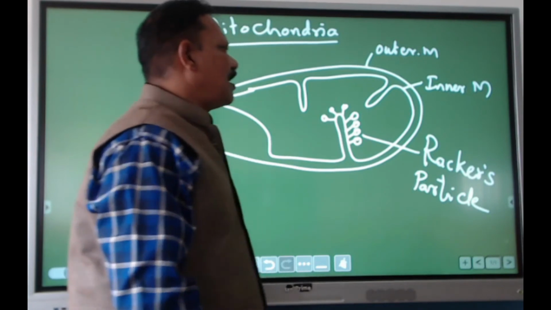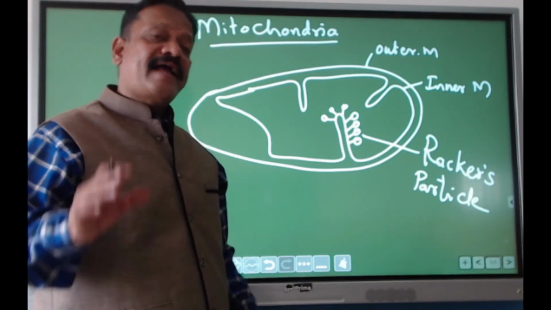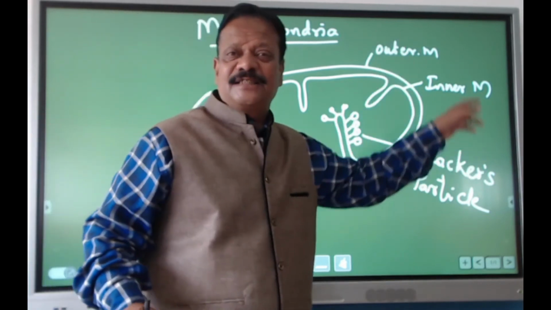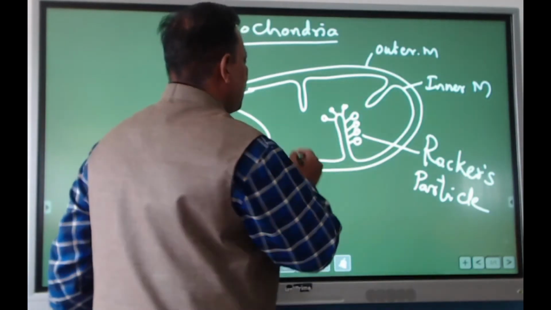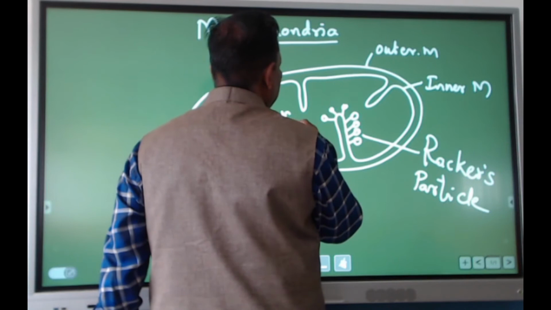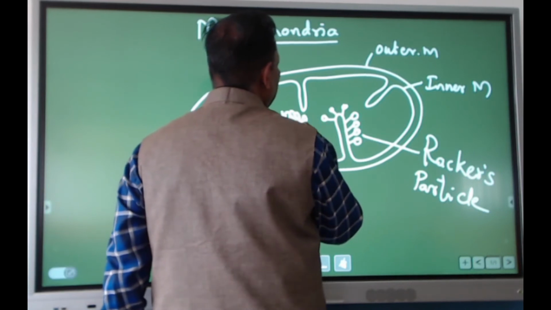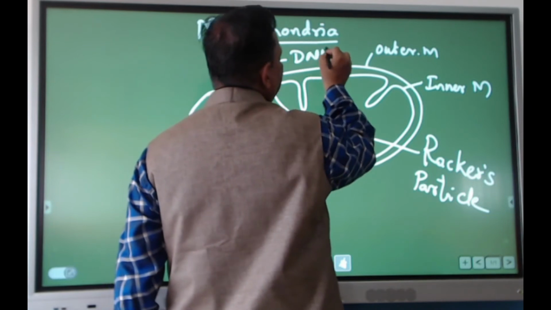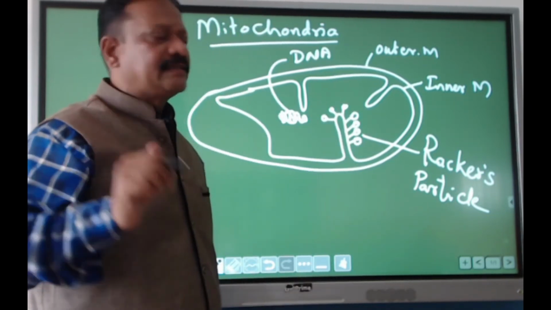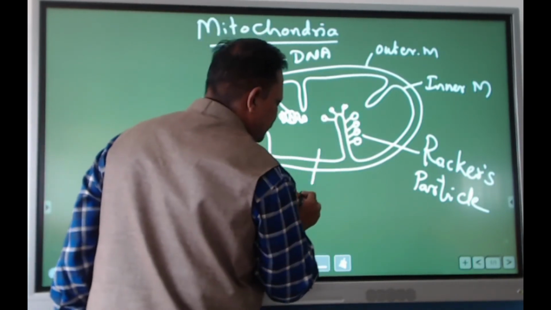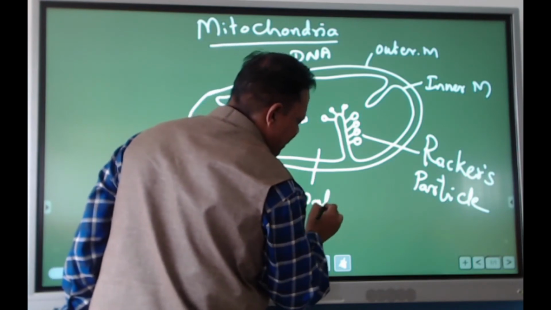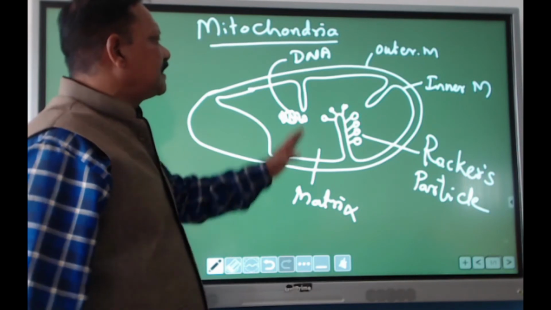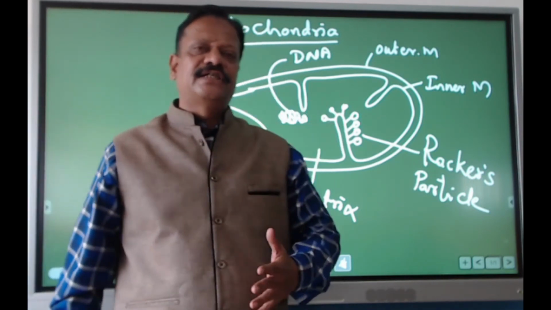So you are calling it a Racker's particle. Exactly, the ETS is taking place here, the electron transport system. Then, in the center you get the DNA material. The DNA is also found inside and the remaining space is filled with the matrix. So in this way you are observing the matrix, and this is producing energy in our body.